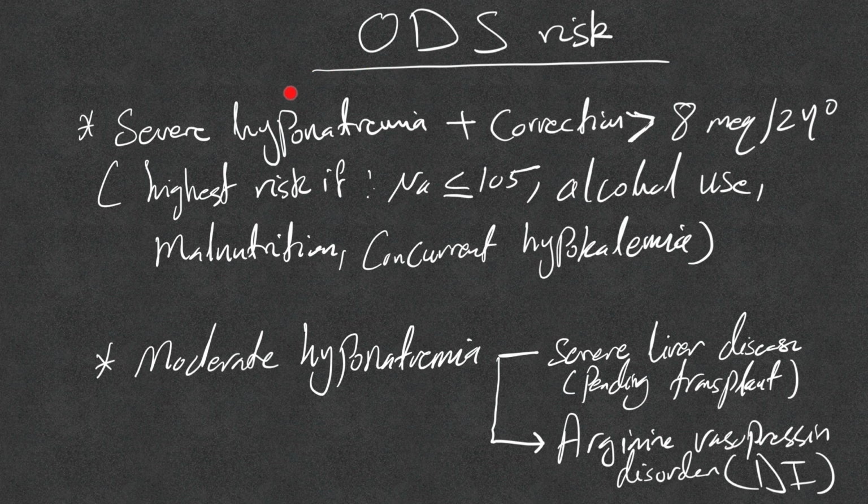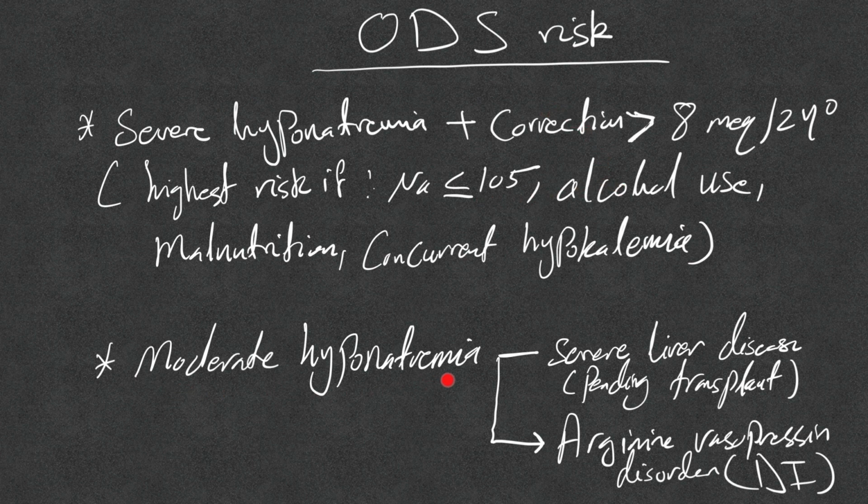How about the risk of osmotic demyelination syndrome? This is very important to understand. We really get concerned about ODS in these cases: severe hyponatremia plus the correction is more than 8 milliequivalent over 24 hours, and some say 16 over 48 hours. And the highest risk is if the sodium is equal or less than 105, there is alcohol use history, malnutrition, and concurrent hypokalemia. Pay attention to these factors because with these patients, you need to be very careful and aggressive in making sure there is no overcorrection.